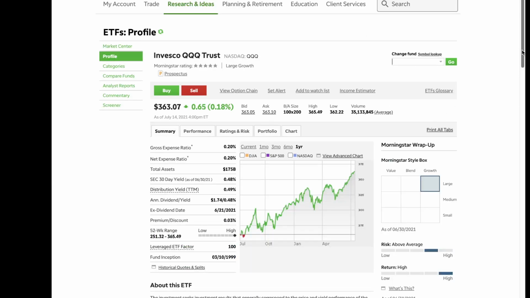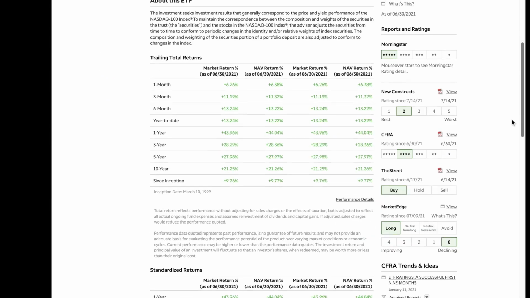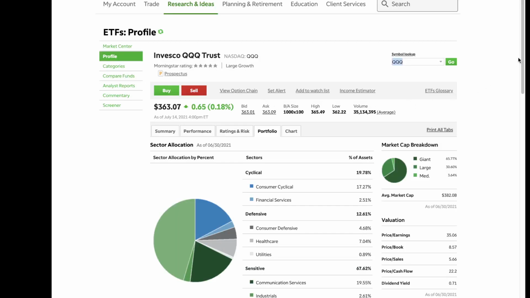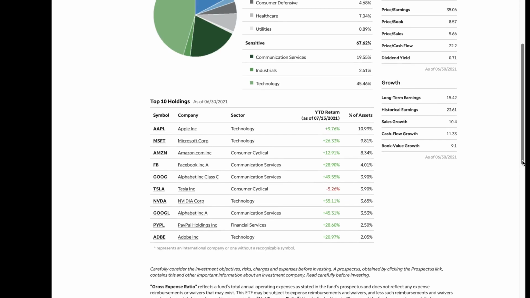It follows the NASDAQ. And look at this. Look at the portfolio on this one also. It has some winners here. Apple, Microsoft, Amazon, Facebook, Google Alphabet, Tesla. Well, Tesla has been down this year. But NVIDIA, you got Alphabet, PayPal. Look at PayPal. Look at this one. Adobe. And you can get options on these.